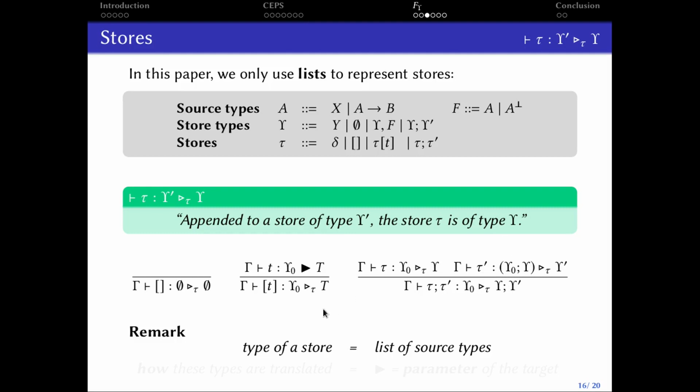And also, if the type of a store is always a list of source types, the way these types are translated here is a parameter of the target. So we can see that when we have one element, it is of type T here, under the context epsilon 0, if the term t is itself of the type here, this black triangle, which is going to be a parameter which we will instantiate with precisely the type translation of the desired CEPS.